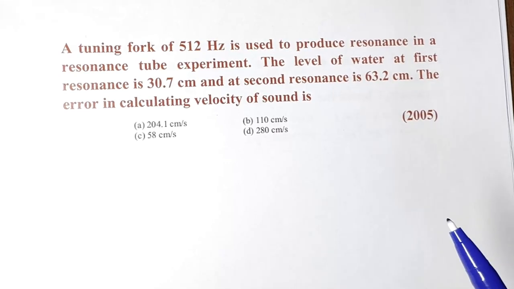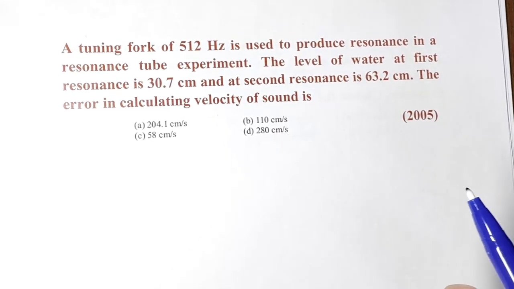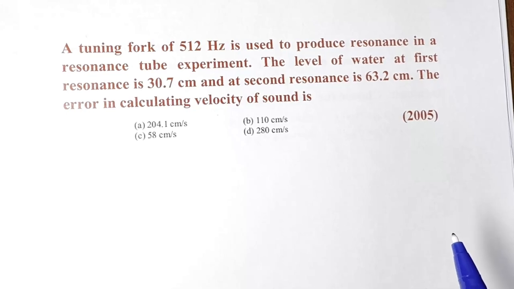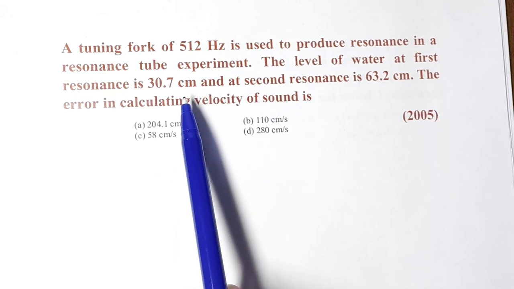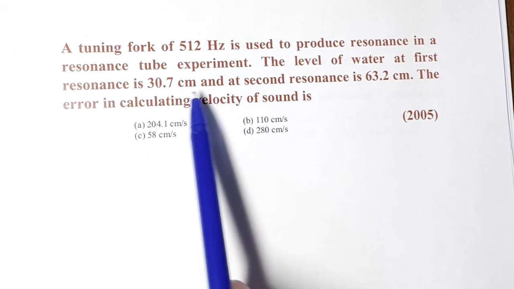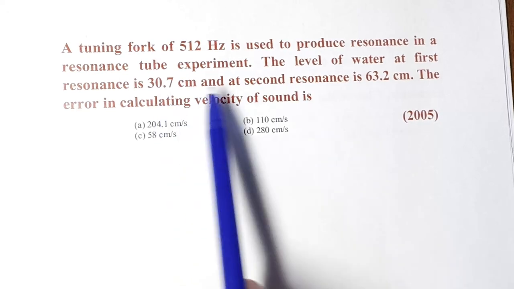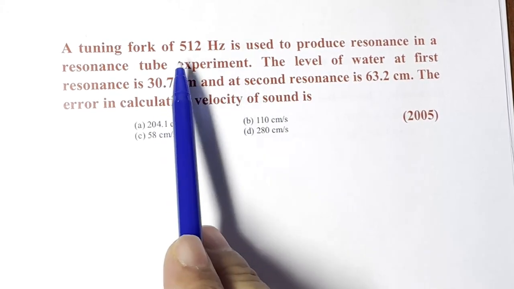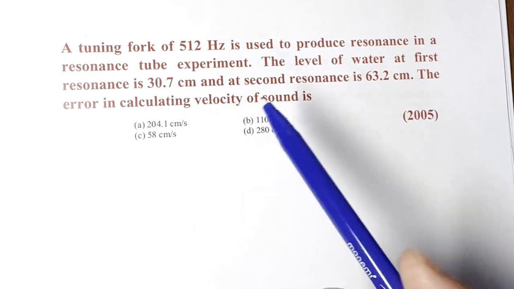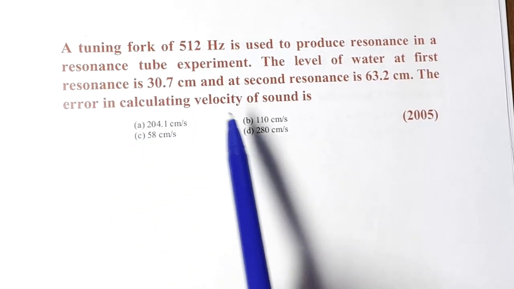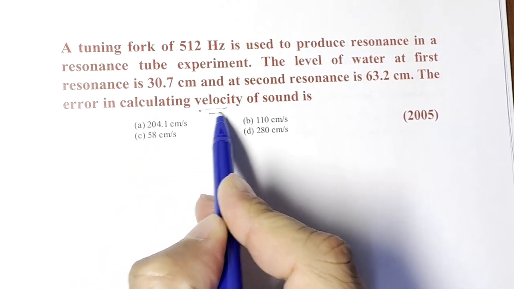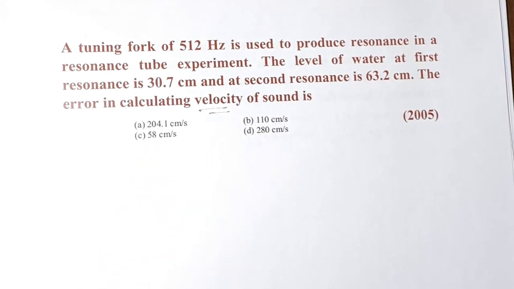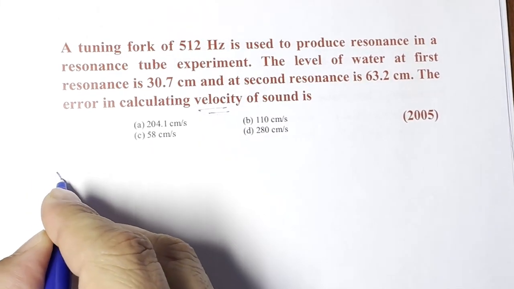We know that the velocity of the sound is 330 in the normal medium, and we are going to calculate the velocity of the sound based on the level of resonance first and second using the tuning fork frequency, and we are going to subtract them, so we are going to get that error in calculating the velocity of the sound. So let us start from there only.